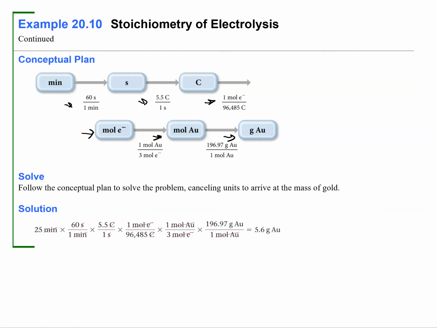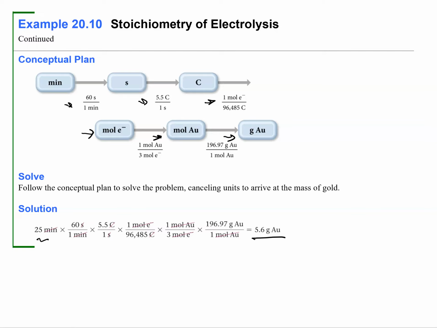Whew! So let's do it. Oh wow, this is a very condensed solution. So, 25 minutes of charge at 5.5 amps is going to be times 60 seconds. Oh, they didn't break this out. I'm sorry, folks. Times 5.5 coulombs. Going through the whole rigmarole, I'm not going to talk all the way through it. It's going to be 5.6 grams of gold.